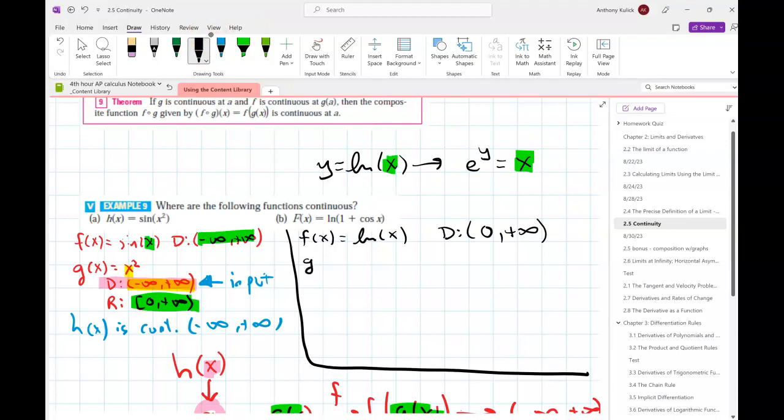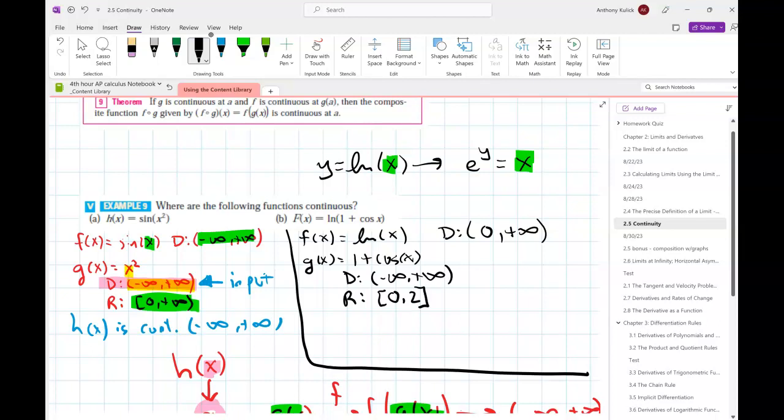Now my g of x is 1 plus cosine x. The domain for this is all real numbers. But what's my range going to be? 0 to 2. How'd you get that, Nolan?